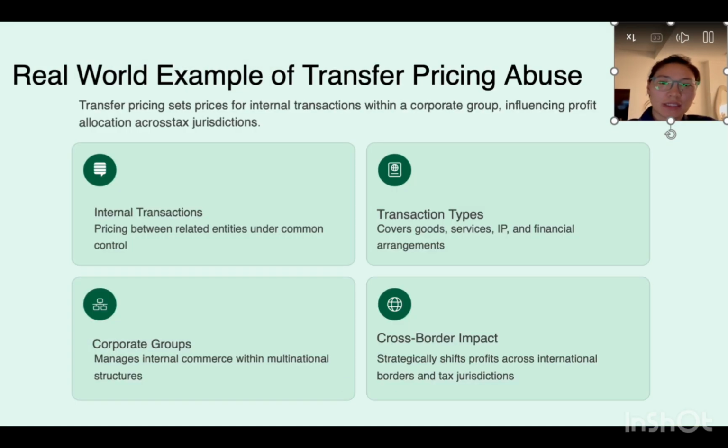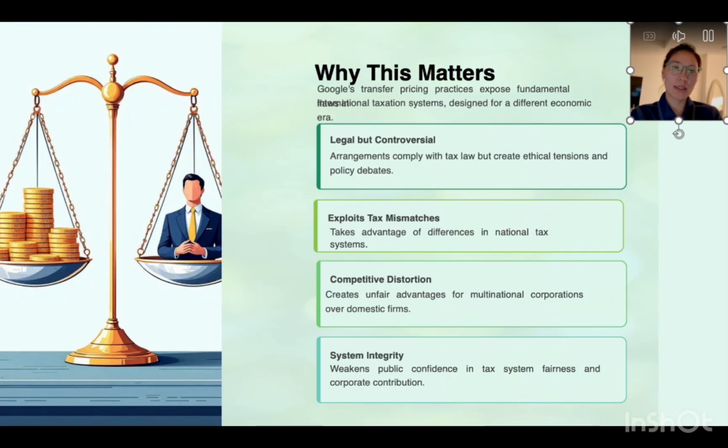Transfer pricing explanation. Transfer pricing refers to the pricing of transactions between related companies within the corporate group. These transactions include goods, services, intellectual property, and financial arrangements. By adjusting these internal prices, companies can strategically shift profits across borders and reduce tax. Why does this matter? These arrangements may be legal, but they raise ethical concerns, they exploit mismatches between national tax systems, and weaken public trust in tax fairness.